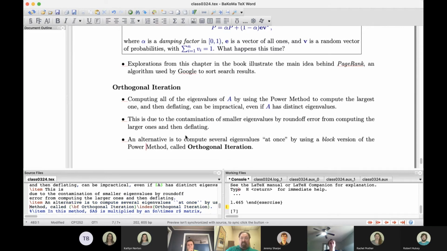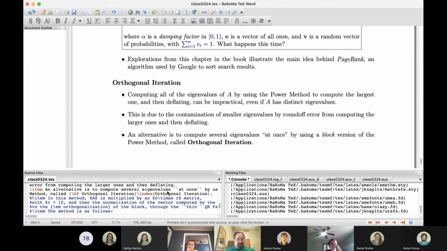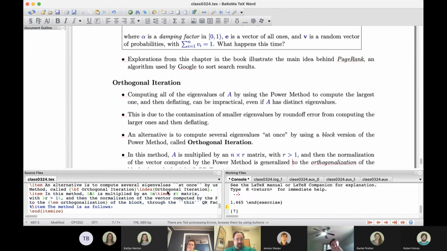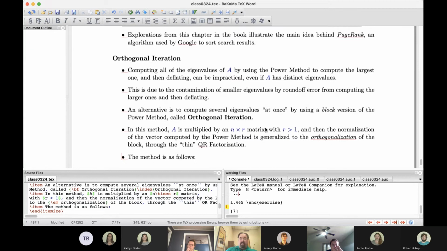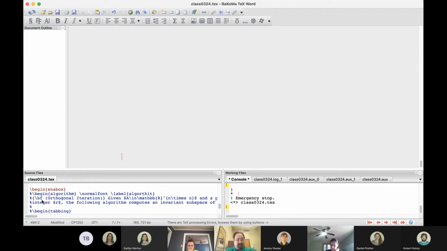So what we're going to do instead is use a block version of the power method, and that's called orthogonal iteration. Instead of multiplying A with a single vector, you multiply it by a matrix that has R columns. And then instead of normalizing a vector as in the power method, you perform a thin QR factorization. That makes all the vectors you're multiplying with not just unit vectors, but also orthogonal to one another. So here's the algorithm. Again, there's not much to it in terms of steps.